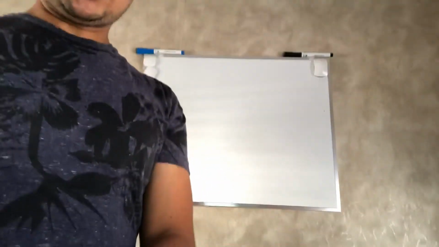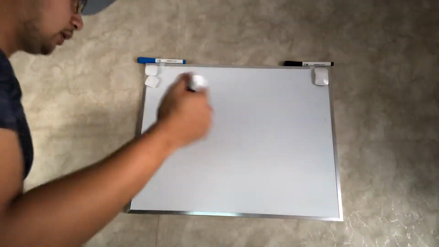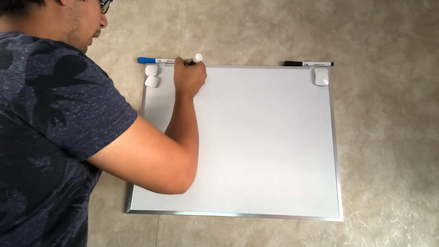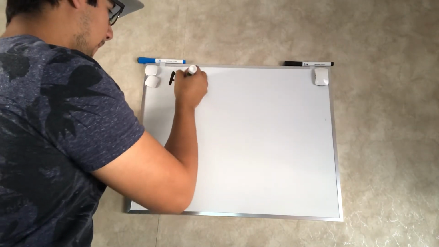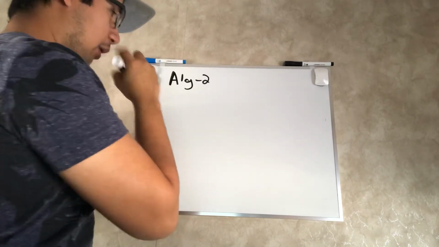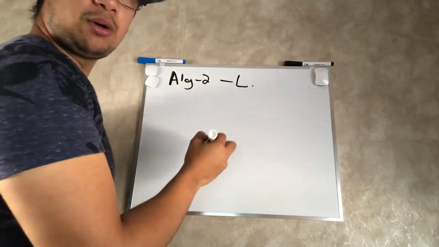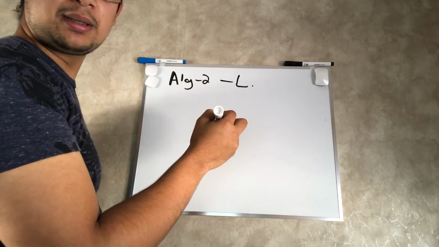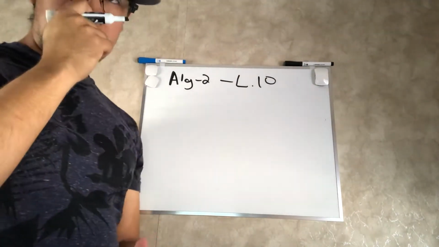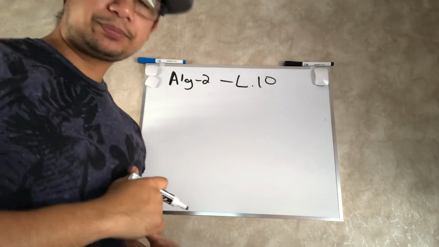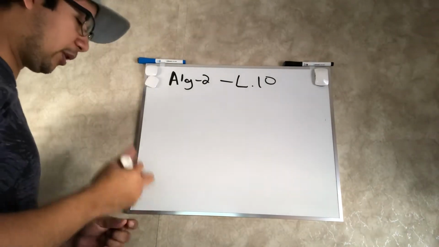Guys, this is for Algebra 2. This lesson is over L.9 on geometry, on IXL, Algebra 2. It's Algebra 2, L.10. And I believe this section is called simplifying radicals using distributive property.